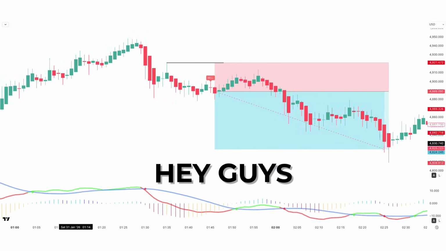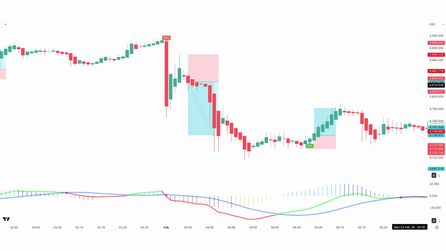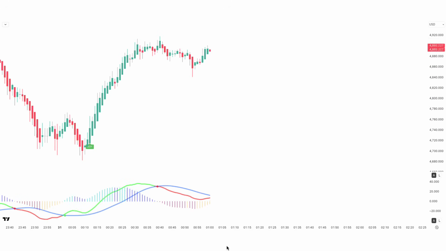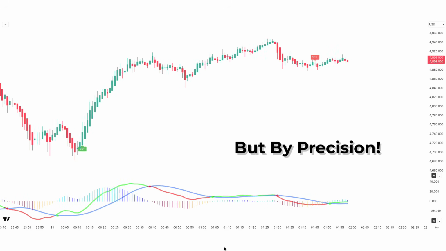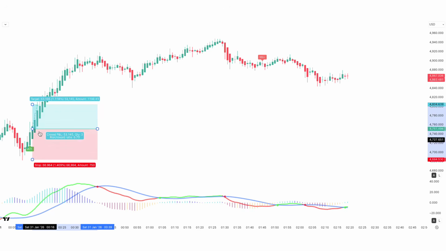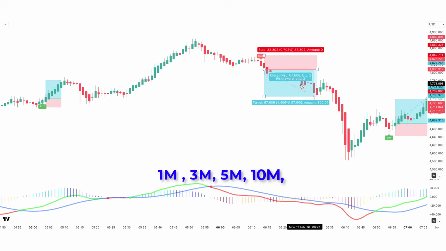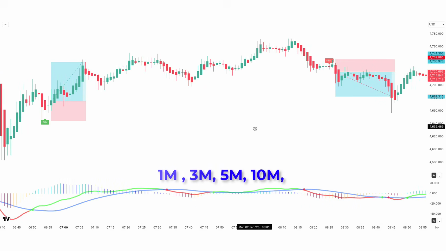Hey guys, if you think scalping is merely about fast trading, then you only know half the truth. True scalping is won not by speed, but by precision. I didn't use this strategy haphazardly. I tested it across multiple charts, various time frames, and under real market pressure.